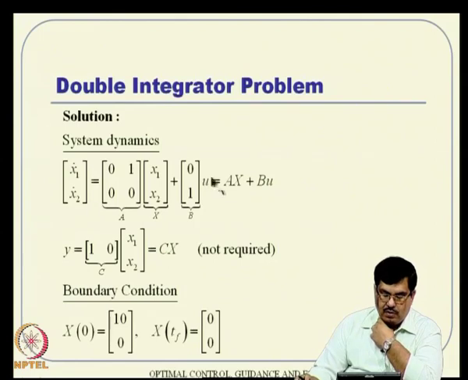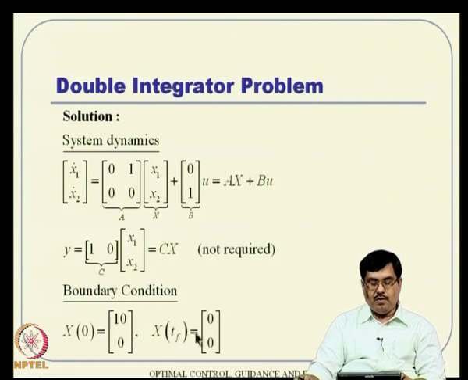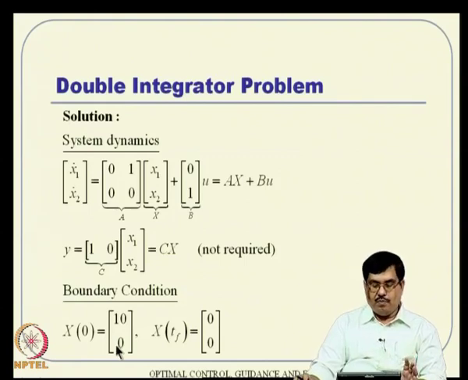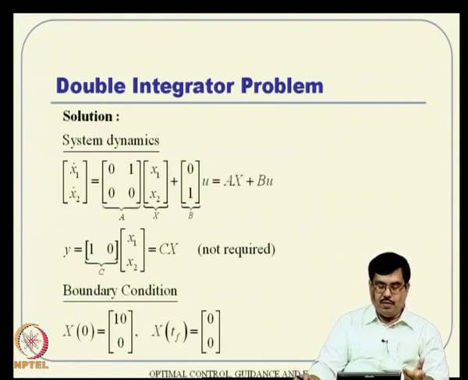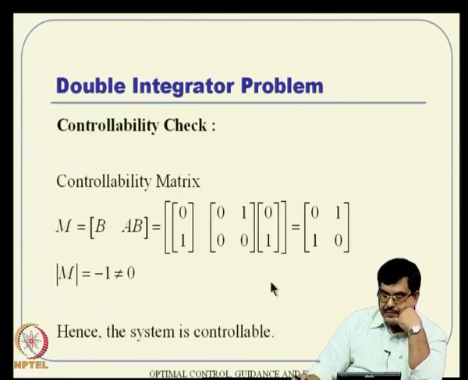System dynamics is in the linear form Ax plus Bu. Y, again it is not really required, but somebody can think of y as my x1 sort of thing actually. So, x dot is Ax plus Bu, y equal to Cx, and the boundary condition is x of 0 is 10, 0, x of Tf is 0, 0. Let us say here 10 is the angle and 0 is the angular velocity, you can think. So, the tumbling mass has some 10 degree deviation initially, let us say, and you want to bring it to 0, 0 actually. Okay. That is the objective actually.